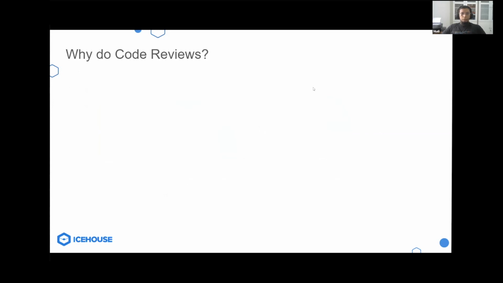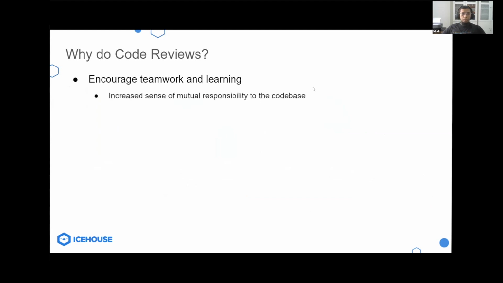Well, the second reason that we should do code review is to encourage team members to work and learn together, which will also strengthen the bonds between them. When a team does code reviews regularly, it will promote an atmosphere where the entire team is responsible for improving the code health of the code base. So each member will have an increased sense of mutual responsibility.